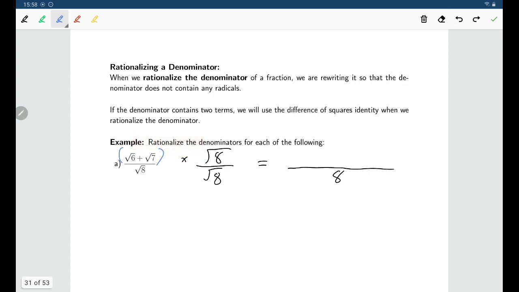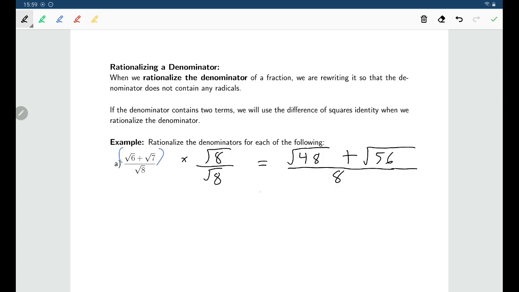So what do we have in the numerator? We have root of 6 times root of 8, or root of 6 times 8, which is root of 48. And then we have root of 7 times root of 8, which is root of 56. And now, even though we've rationalized our denominator, we're not necessarily finished yet. We'll still need to ask ourselves, are the roots themselves in simplest terms? Are there any perfect squares that can be taken outside of that root? That's the next question we'll need to ask ourselves.